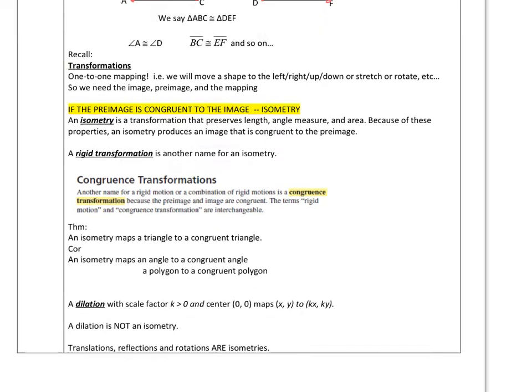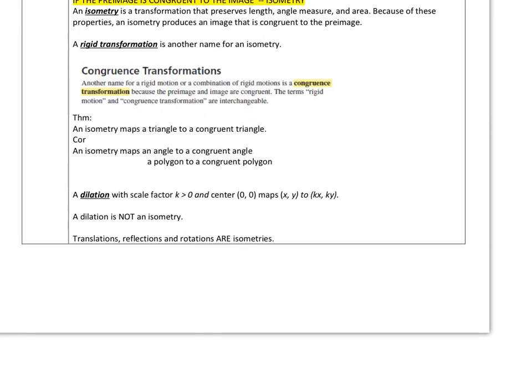Now we can get into detail here and say that an isometry maps a triangle to a congruent triangle. So you'll have the same exact triangles, just in different spots. An isometry maps an angle to a congruent angle, a polygon to a congruent polygon, and so on. The one that is not an isometry is a dilation, and we'll talk about dilations in a different section, but that one won't be an isometry because you're actually going to change the size of it.